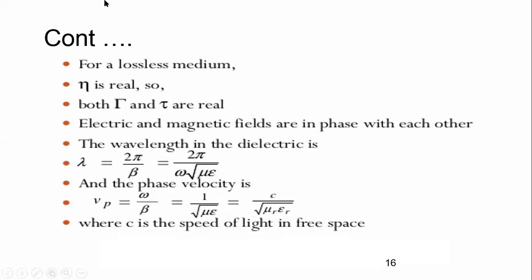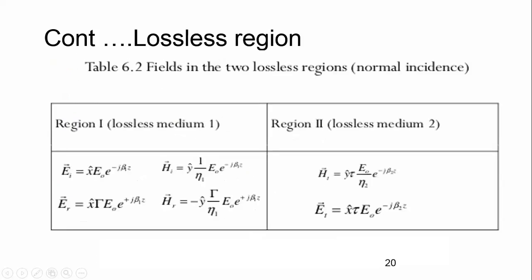Similarly, in the lossless medium, the characteristic impedance will be real for both eta 1 and eta 2. The reflection coefficient as well as the transmission coefficient are denoted here. So electric and magnetic fields are in phase with each other. If you find the wavelength, lambda will be 2 pi by beta, and you know very well beta is omega root of mu epsilon. Similarly, the phase velocity you can calculate as Vp equals omega by beta, and you can substitute the value of C, the speed of light in free space.